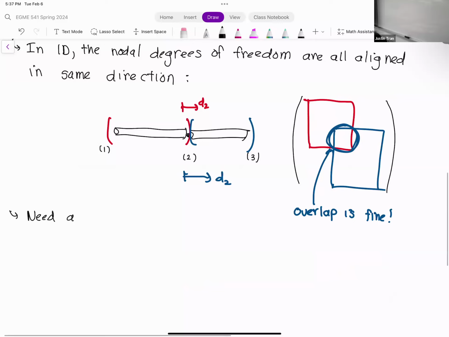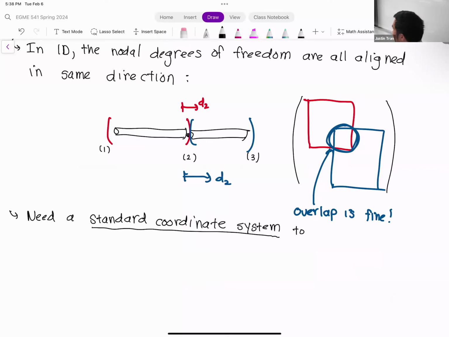Right? And so another way to phrase that statement is that we need a standard coordinate system. We need a standard coordinate system to put all of our element stiffness matrices in relation to, so that we can adequately combine them together through the direct stiffness method.